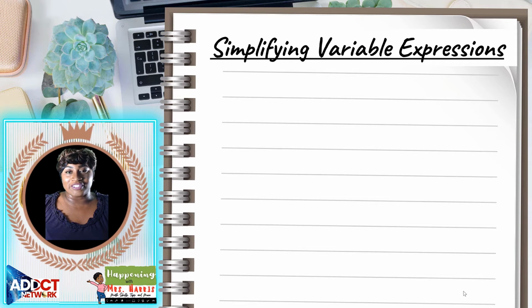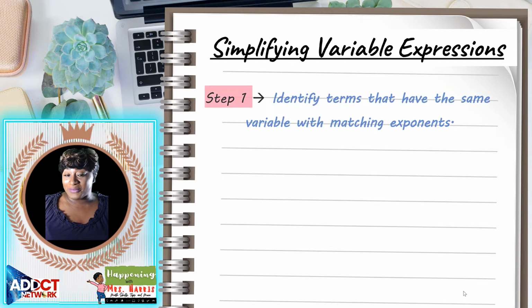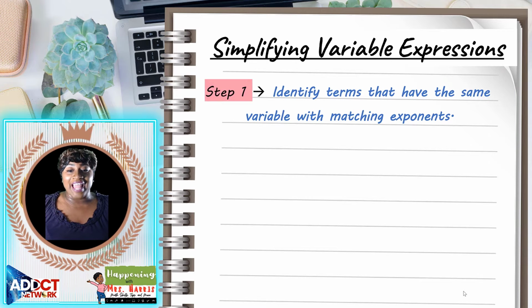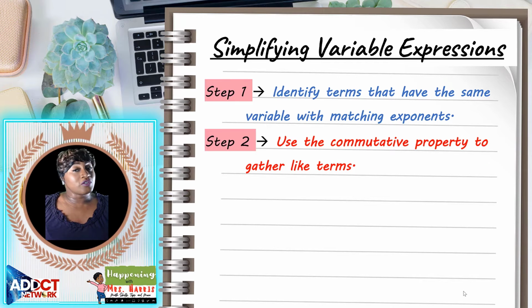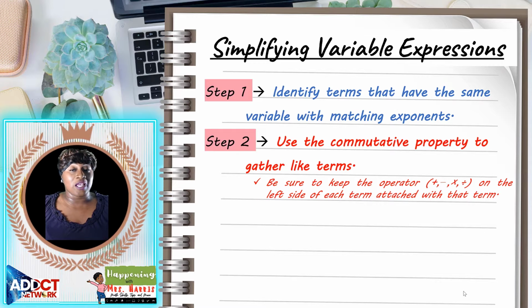Simplifying variable expressions. Step 1. We'll identify the terms that have the same variable with matching exponents. Step 2. We'll use the commutative property to gather like terms. Be sure to keep the operator, whether it's the plus symbol, the subtraction symbol, multiplication, or division symbol that's on the left side of each term, attached with that term.